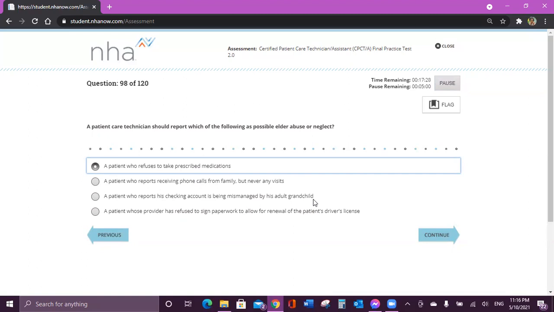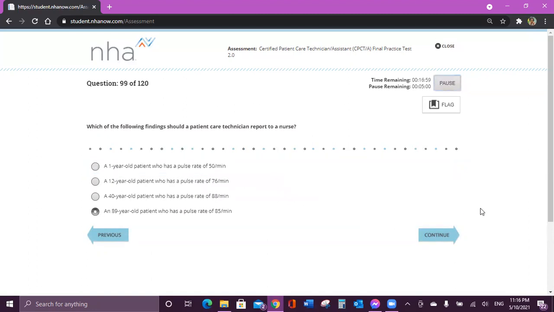Patient who reports receiving phone calls, pero es que no tiene sentido las otras. Patient who reports the checking account has been managed by his daughter, grandchild. A patient whose provider has refused to sign paperwork to allow for renewal of the patient's driver license. No, see, no hacen sentido ninguna. La única que puede ser esa.